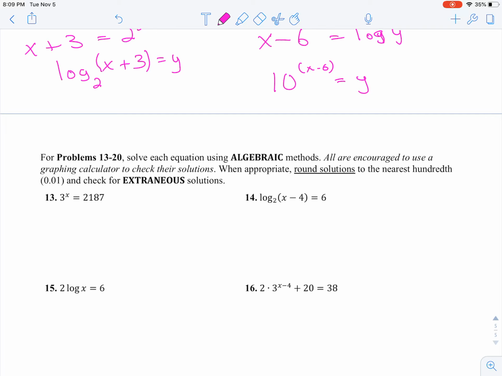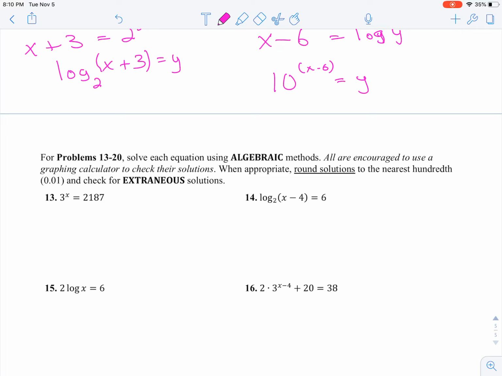Solve each equation using your algebraic methods. Use a graphing calculator. Check your solutions. When appropriate, round solutions to the nearest hundredth. Check for extraneous solutions. Those would be solutions that don't make sense in the context of the problem. It's not going to be too much of an issue here, though, nor will it be on the test.